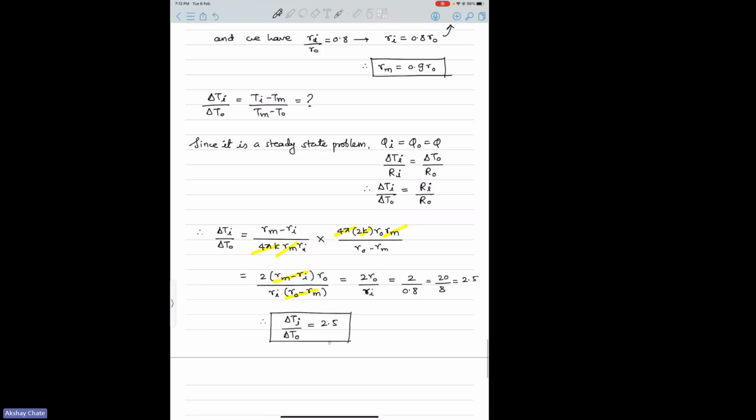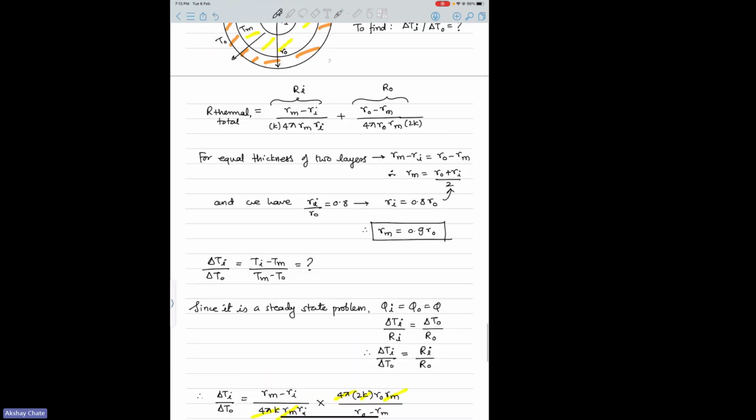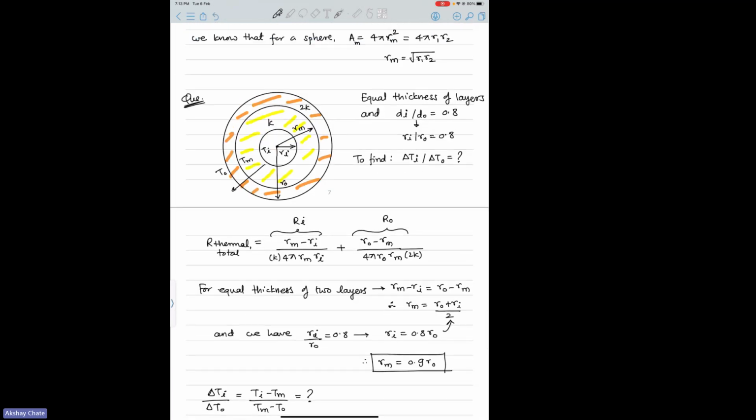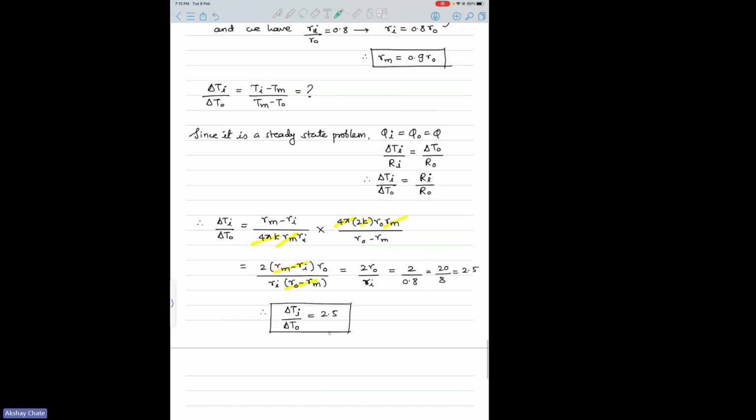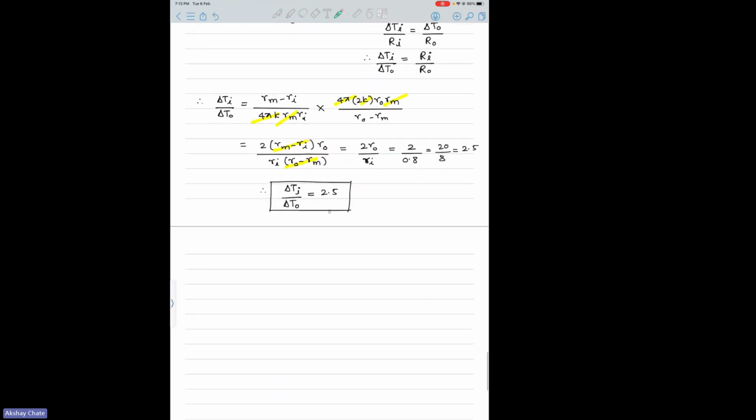It tells you that the temperature drop across the first layer, which is the inner layer shown by yellow marks here, is 2.5 times that of the outer layer. This again confirms our previous observation, right? Whenever you have a lower thermal conductivity material and you put it inside, the temperature drop will be more on the inside, and therefore the heat transfer will be lesser. So I think this is one good question from the spherical case.